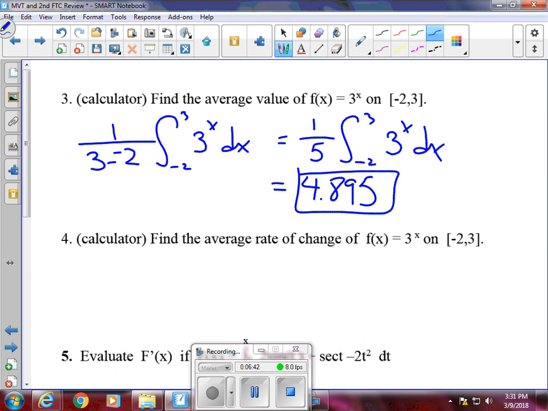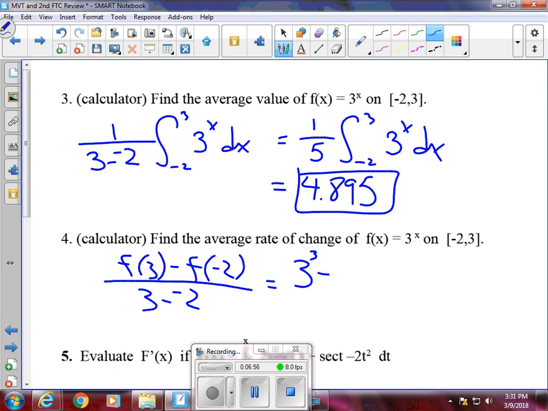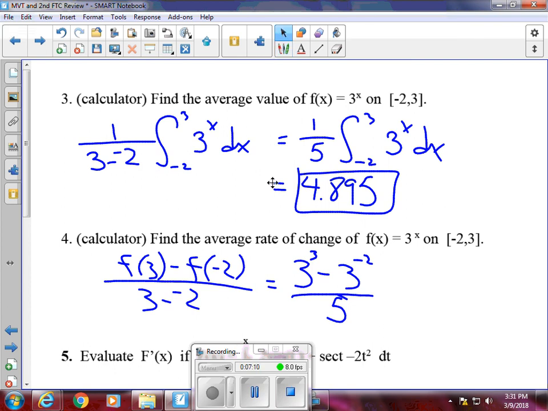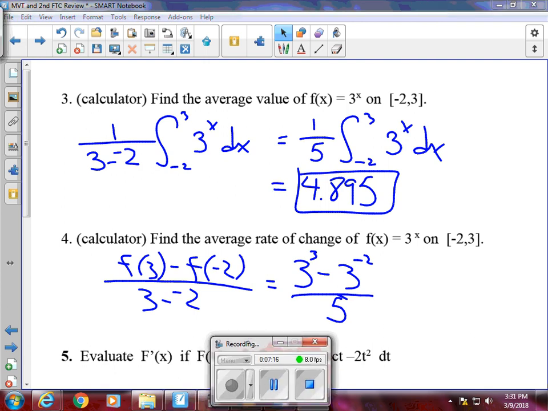So we need f of 3 minus f of negative 2 over 3 minus negative 2. So this is going to be f of 3 would be 3 cubed minus f of negative 2 would be 3 to the negative 2, over 5. We don't have to use our calculator in this one. It's not a big deal, but what the heck. I mean, it's 27 minus 1/9 over 5, but we'll go to the calculator.